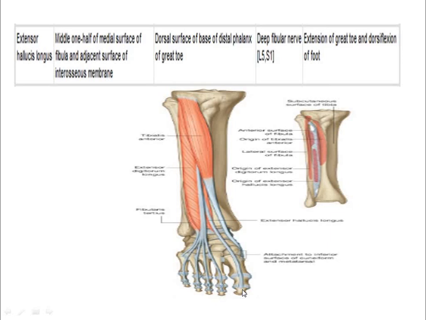This is also supplied by the deep peroneal nerve, and because of its attachment to the distal phalanx of the great toe, it helps in extension of the great toe and dorsiflexion of the foot. Dorsiflexion is when you pull the foot towards the leg, and extension of the great toe is when you move it upwards towards the dorsum. So by virtue of its attachment, its contraction helps in dorsiflexion at the ankle joint and extension of the great toe.